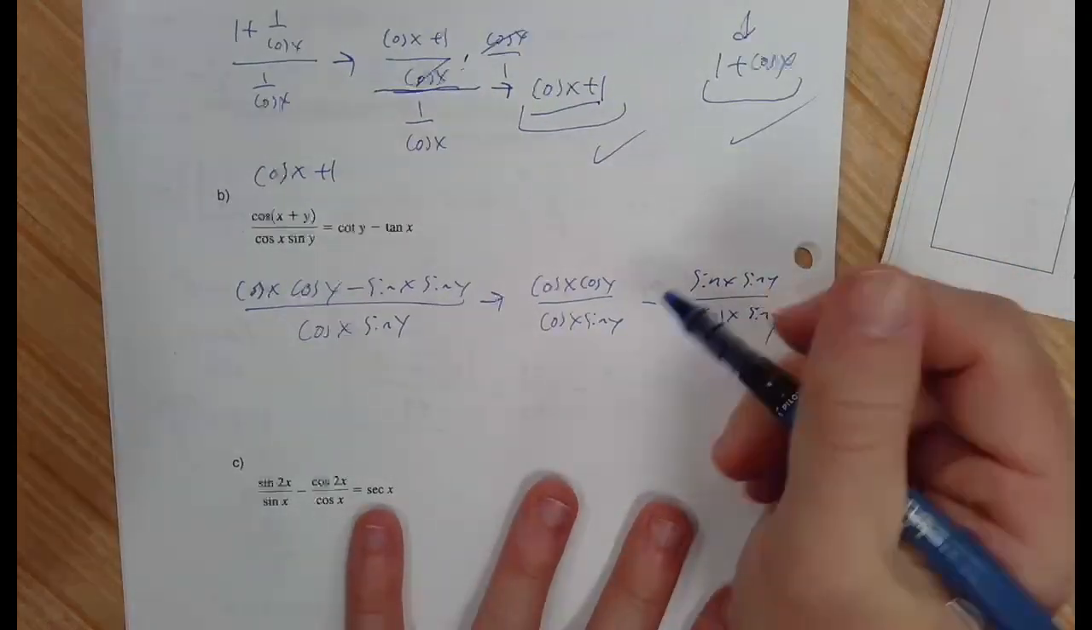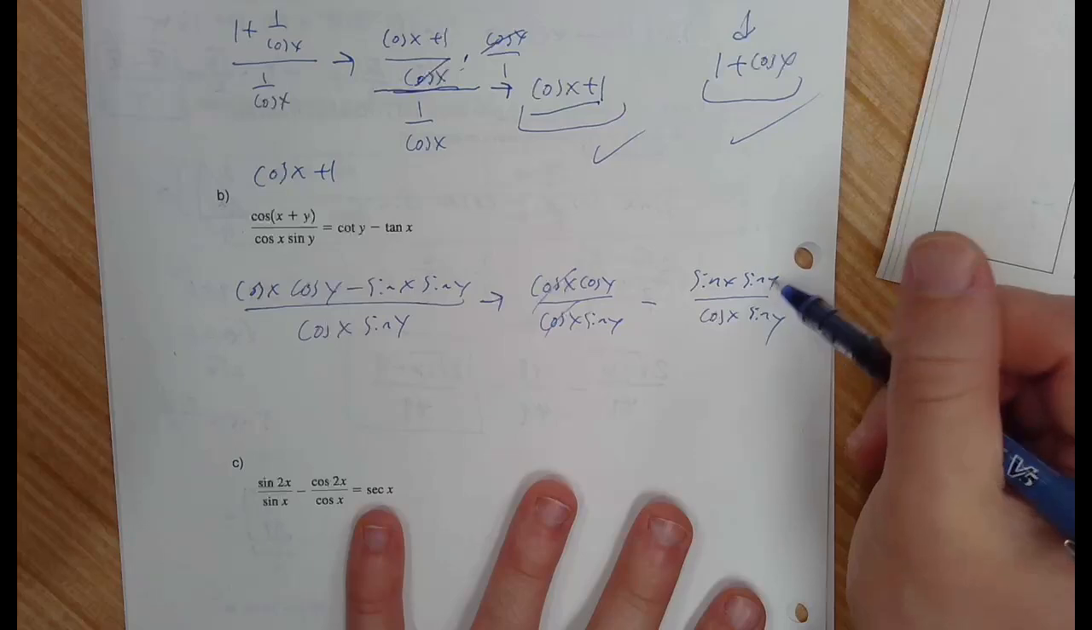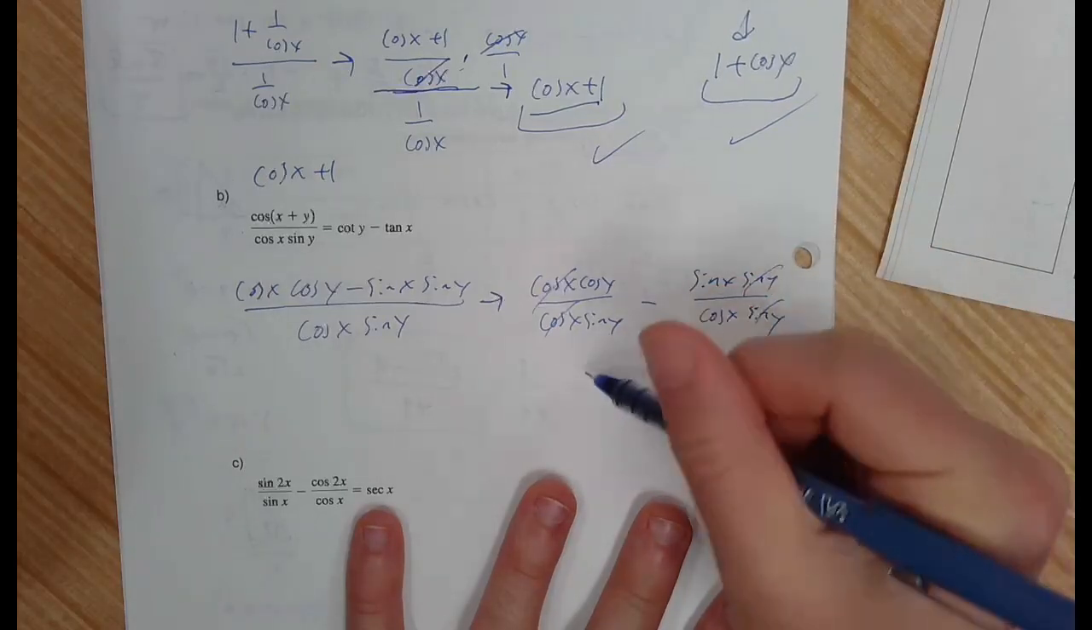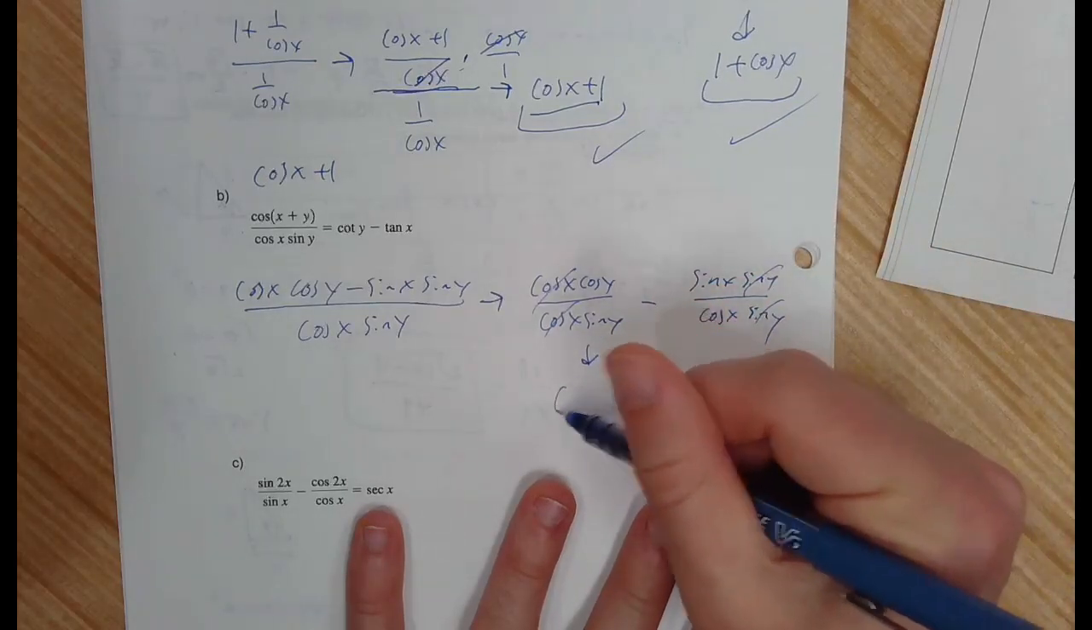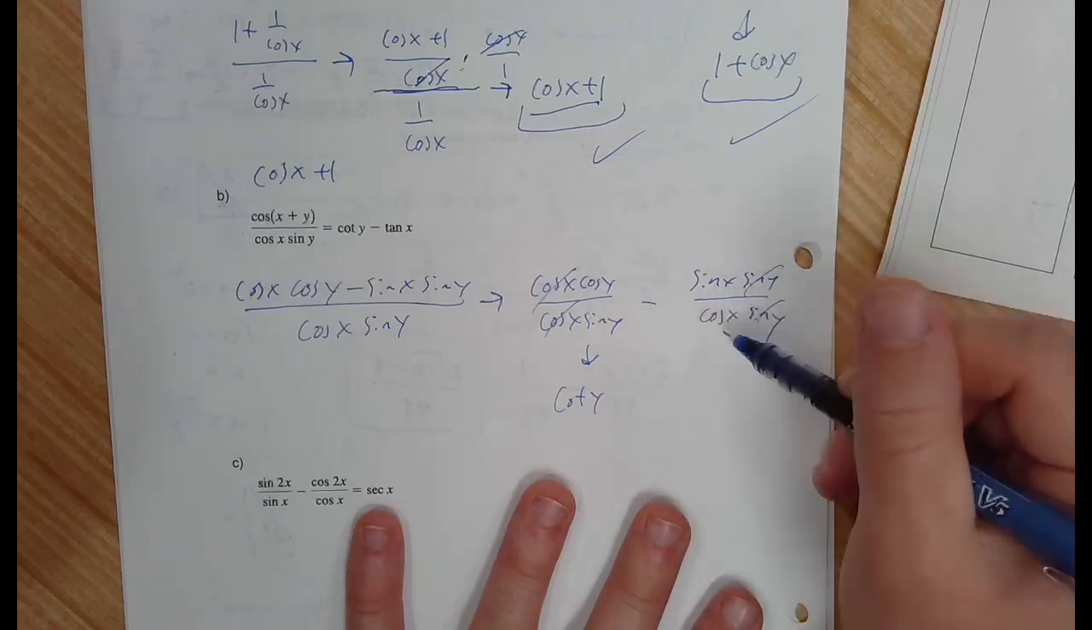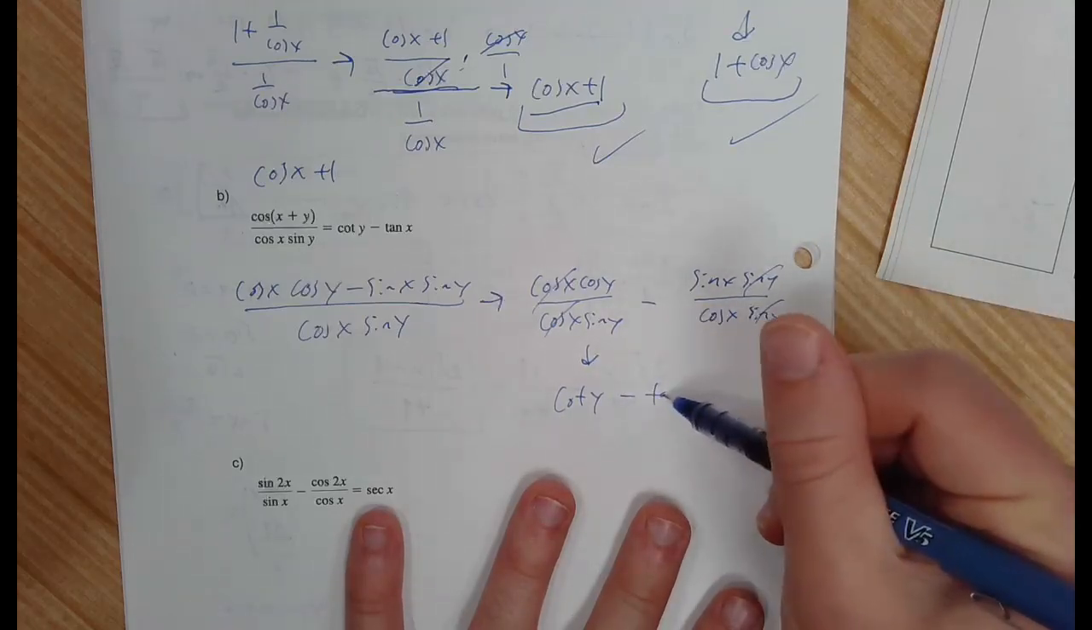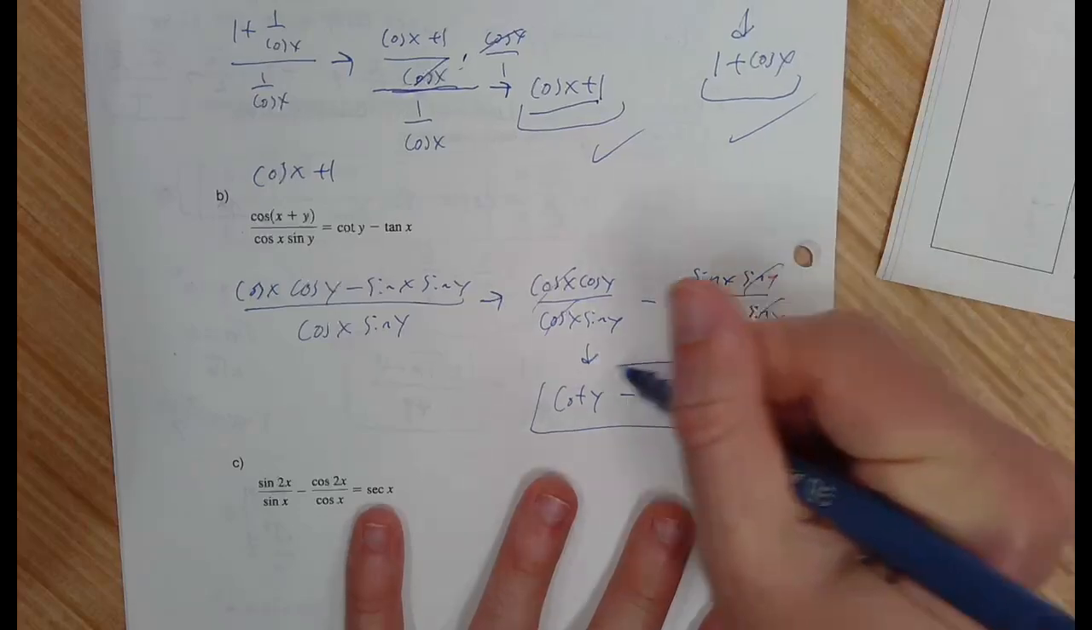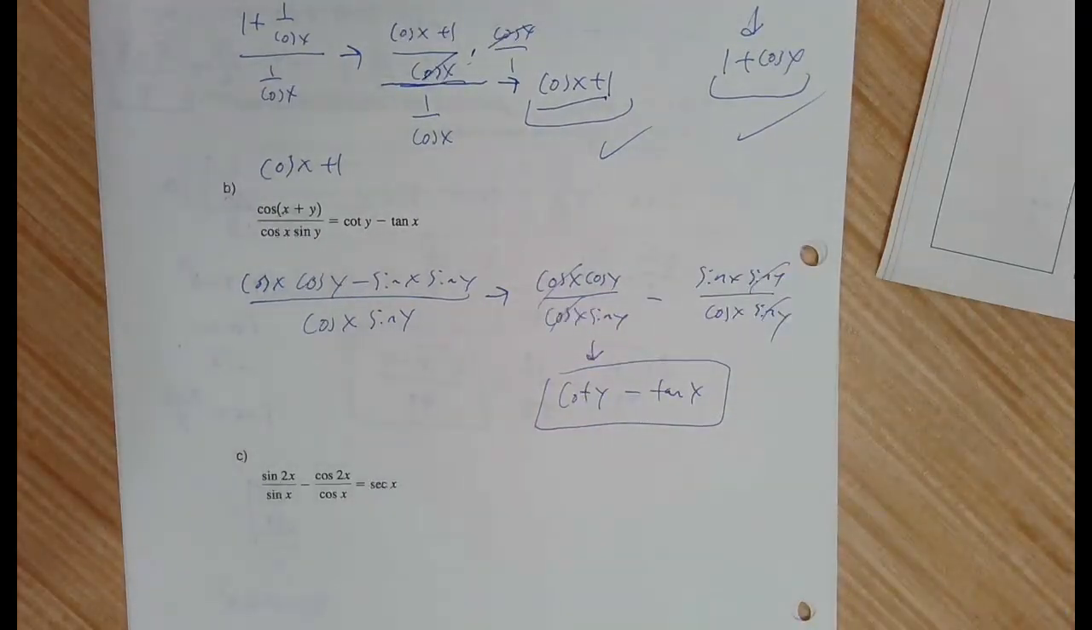In each of these fractions, cosine cancels, sine cancels, so I just have cosine y over sine y, which is cotangent y, and then sine x over cosine x, which is tan x. This one's not too bad. When you see that sum or difference identity, use the sum or difference identity. That's my hint, guys.